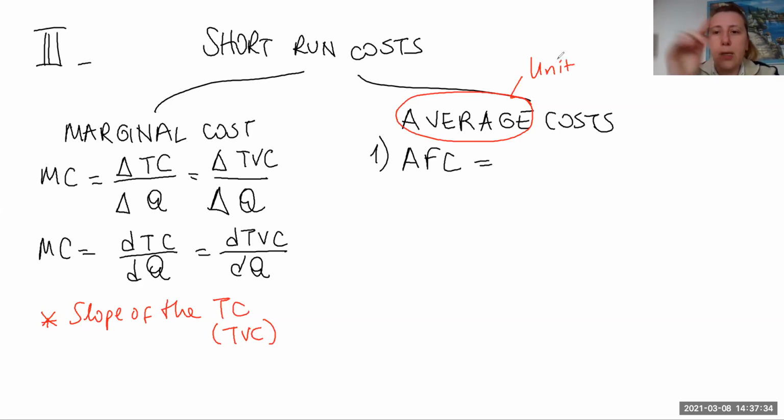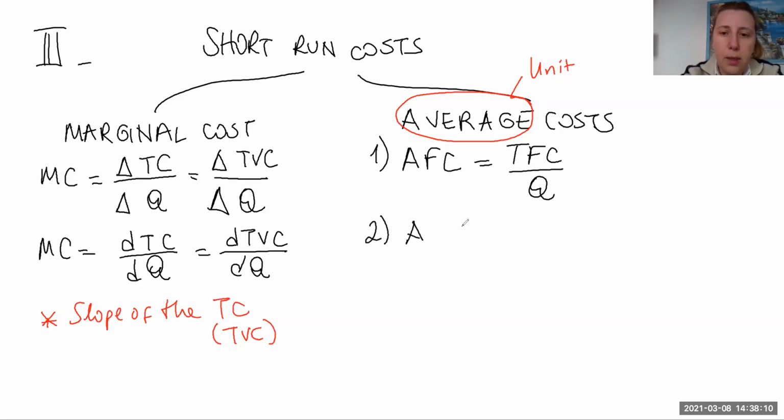Cost of producing 1 unit. So average fixed cost is the fixed cost per unit of production. To calculate average fixed cost, we divide total fixed cost by the level of output. Average fixed cost is the ratio of total fixed cost over Q, the fixed cost per unit of production.